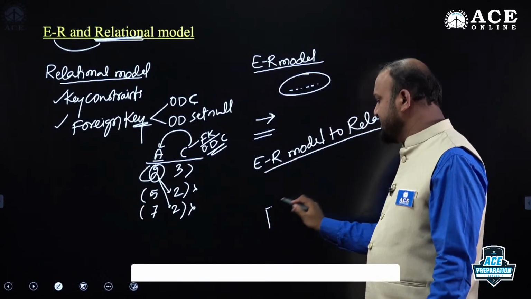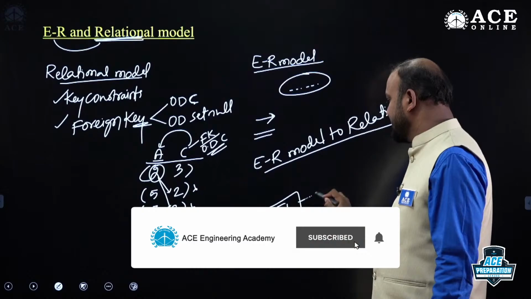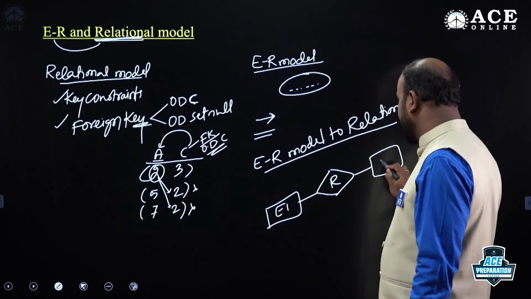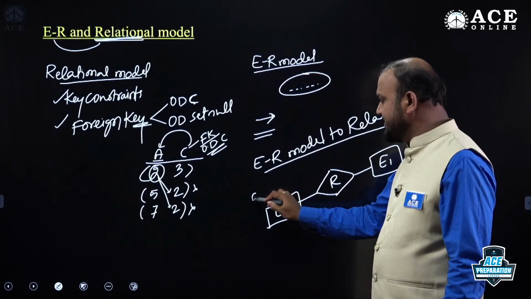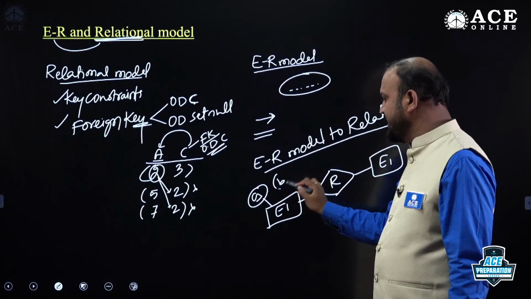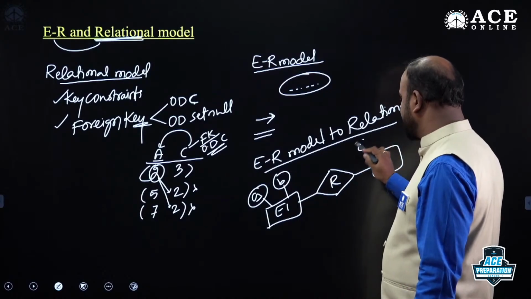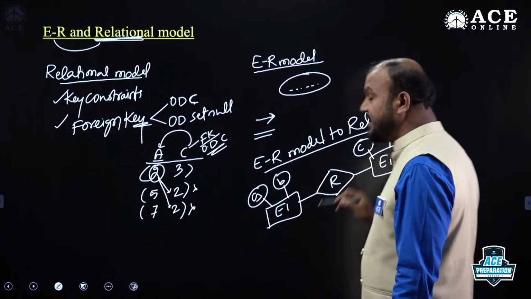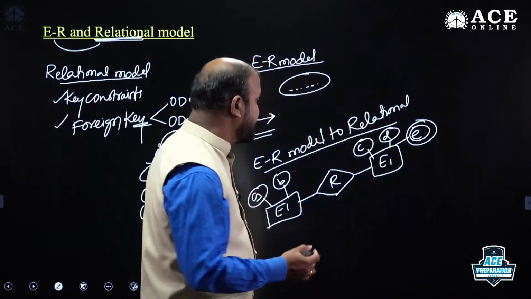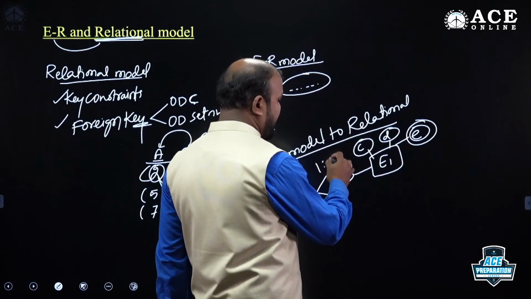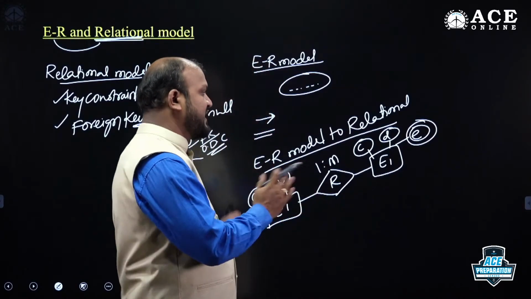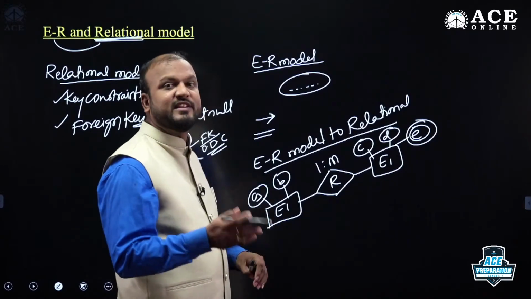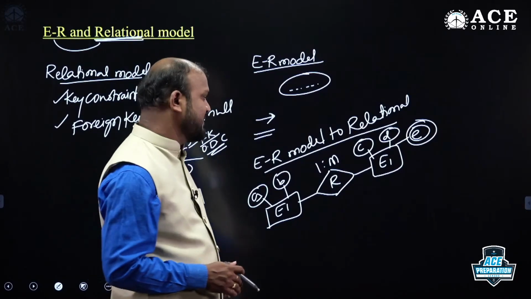Like some model is given, some E1, relationship, E2, with E1 having some attributes A and B, and E2 having some attributes C and D, and suppose E has a multi-valued attribute, and some cardinality is given like 1 to many or many to 1. If we convert this model into a relational model, how many tables are possible in the relational model? That kind of questions are asked.